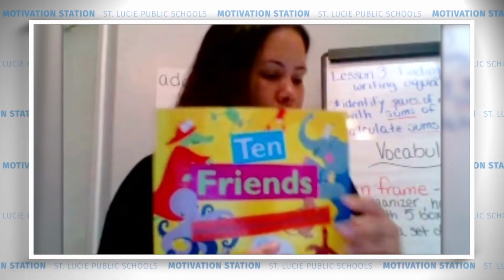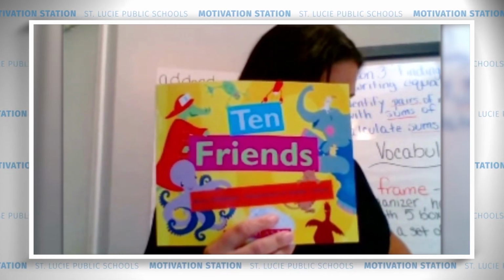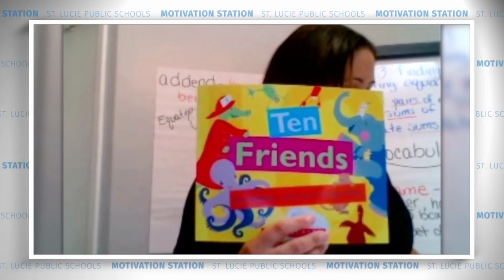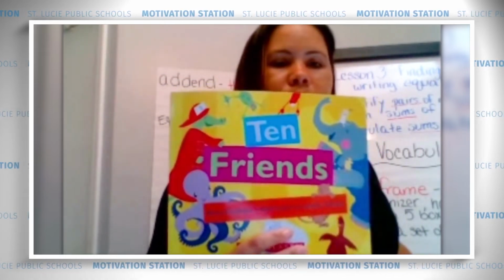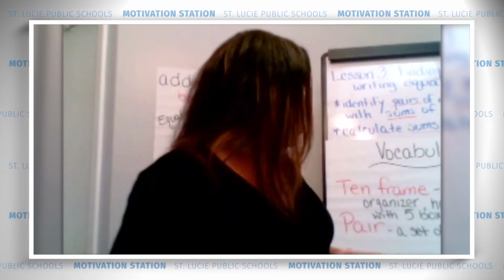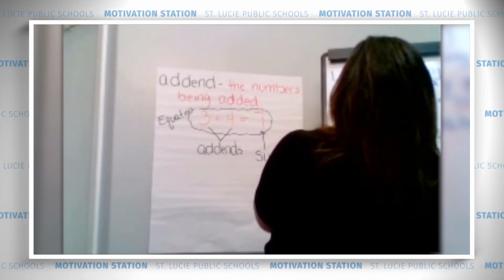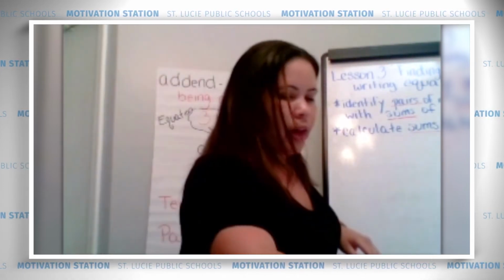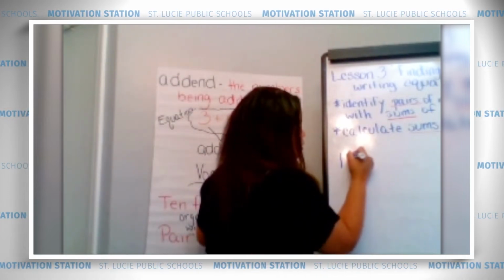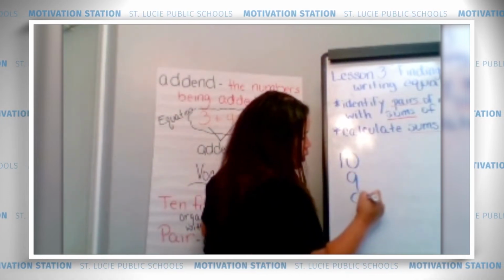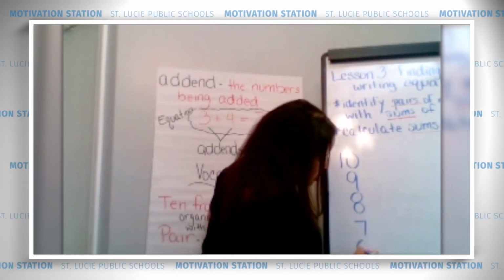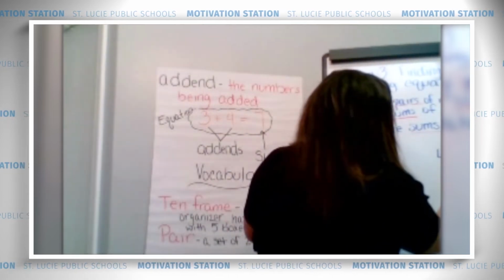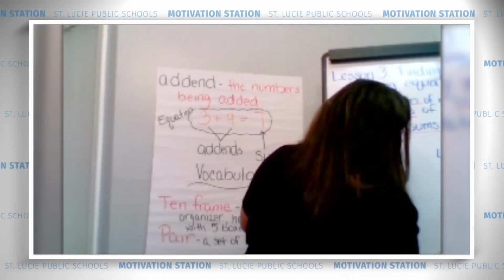Okay, so let's look at our book again. 10 Friends. We were working in this book before, or in our last video. And remember, in the book, there were lots of friends. On my board, I'm going to write some numbers. We had the number 10, 9, 8, 7, 6, 5, 4, 3, 2, 1.